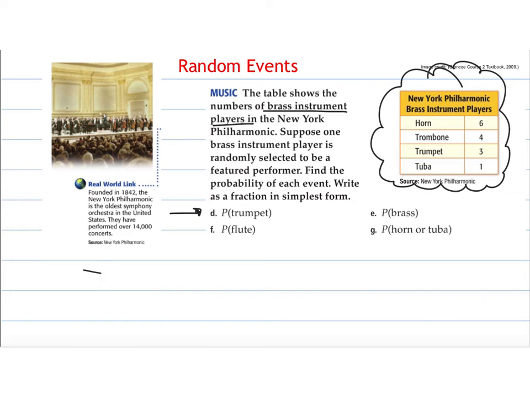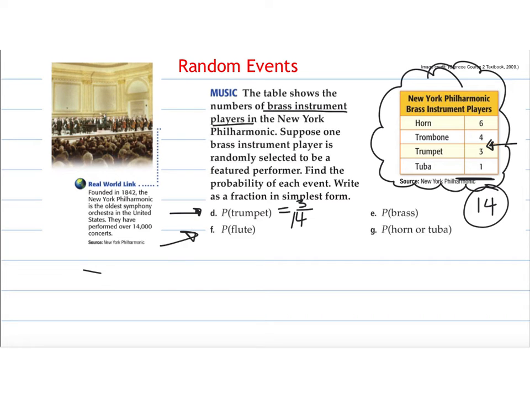First of all, the very first thing that I want to know is how many total players there are. So I'm going to count it up, and I know 6 plus 4 is 10, plus 3 is 13, plus 1 is 14. So it's always going to be out of 14. So the probability of picking a trumpet player, I can see there's 3 trumpet players, so that's going to be 3/14. It tells me to write it as a fraction in simplest form, which that is in simplest form, so we can leave it as that.